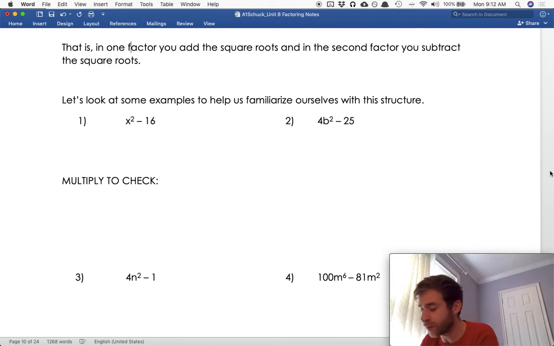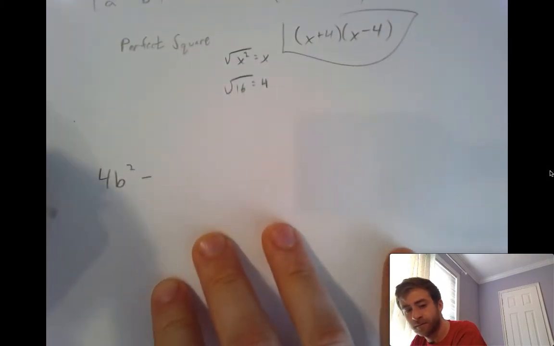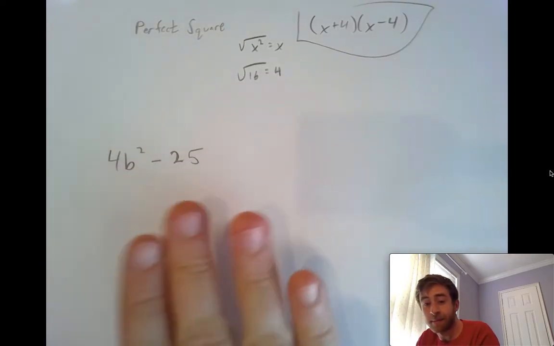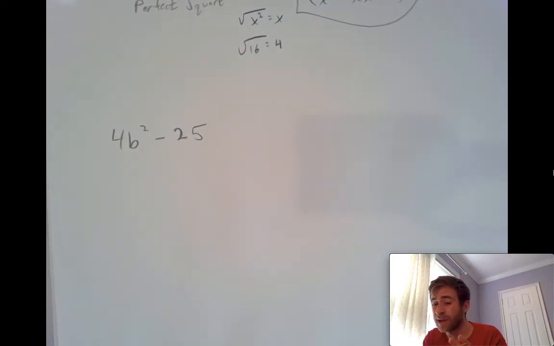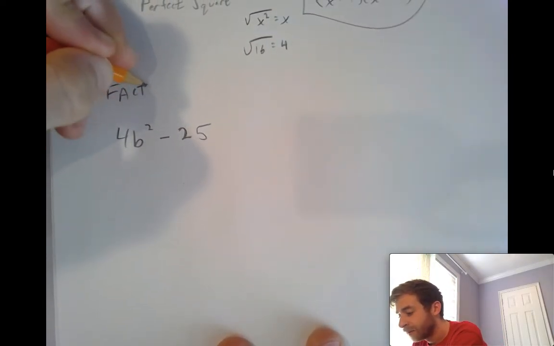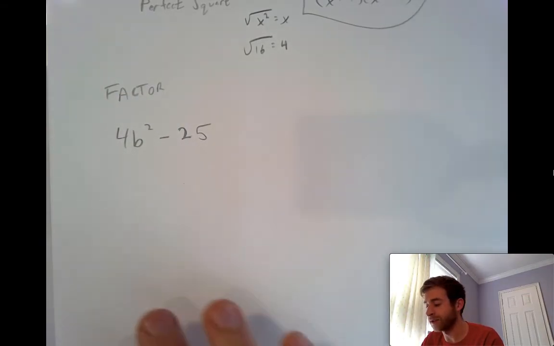All right, 4b squared minus 25. So now we haven't seen this get made. So what we need to do, if we're being asked to factor this, which means we're trying to do the opposite of distribution, there's a couple tricks that we're learning over these lessons to do that.